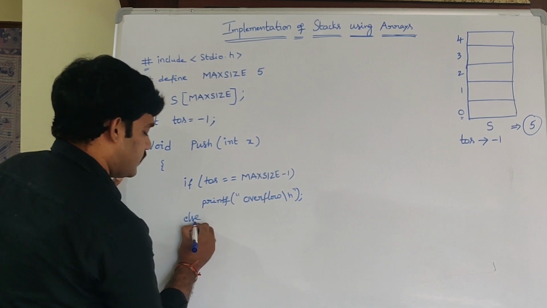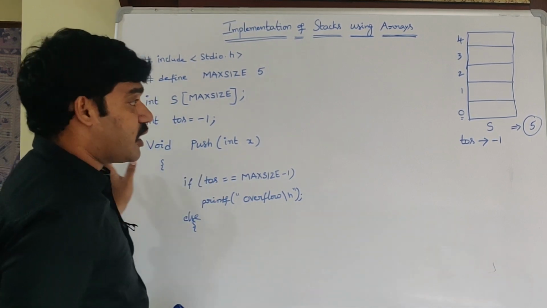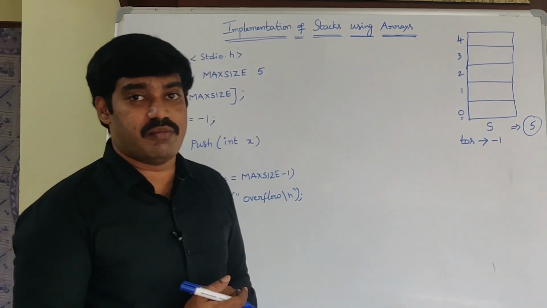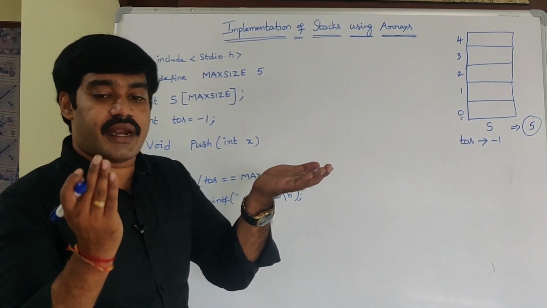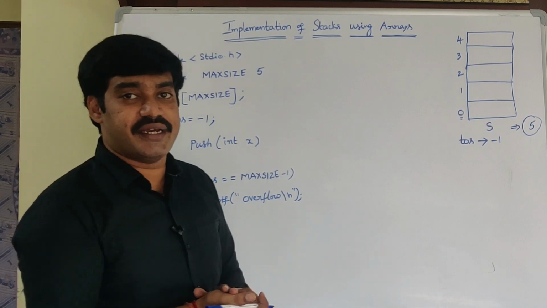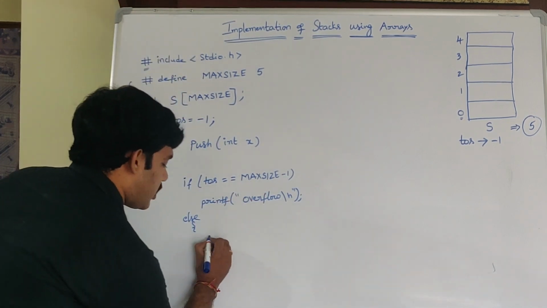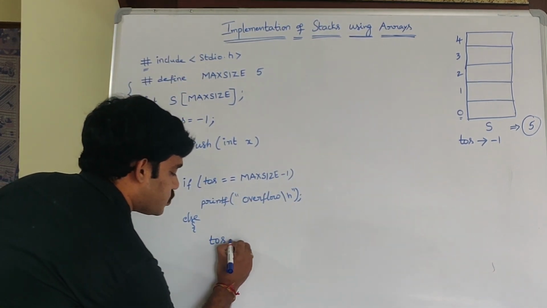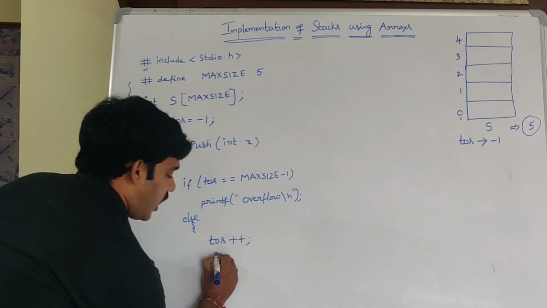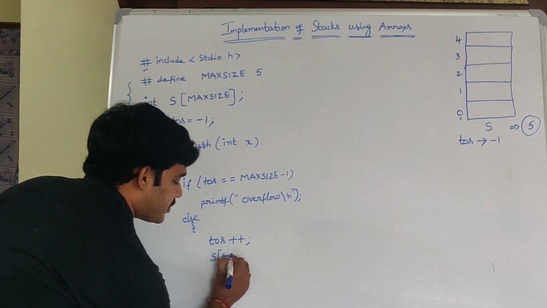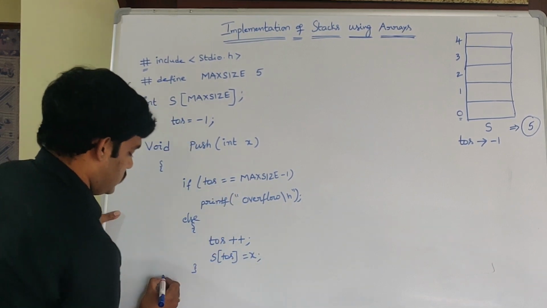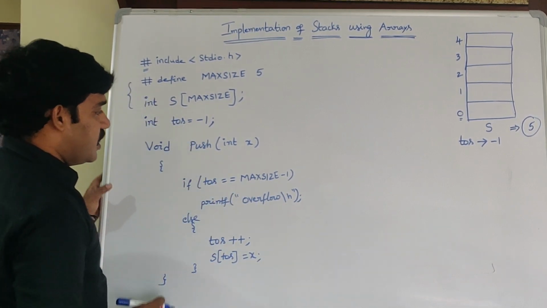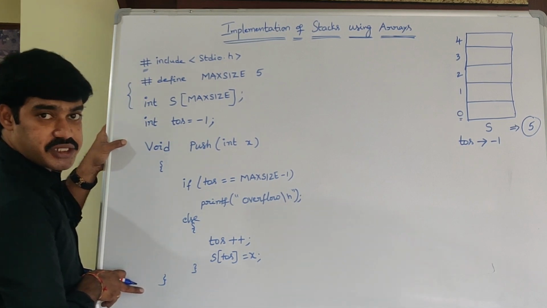Else, if the stack is not full, that means the stack contains some empty locations, then update the top of the stack pointer and insert an element into the stack data structure. How to update the top of the stack? Simply TOS++ and insert an element into the stack: S[TOS] = X. Closing of the push function. This is the push function implementation.